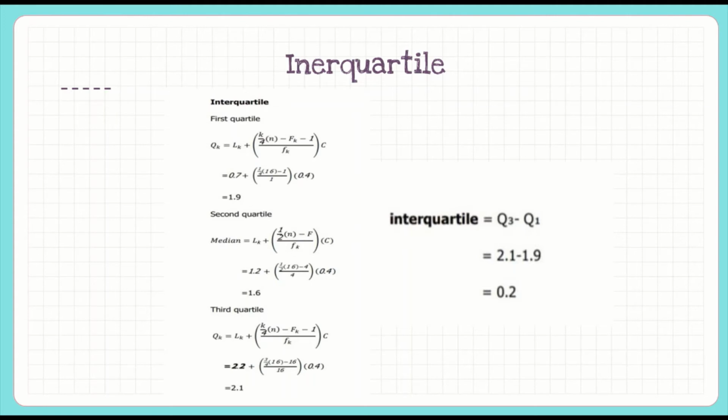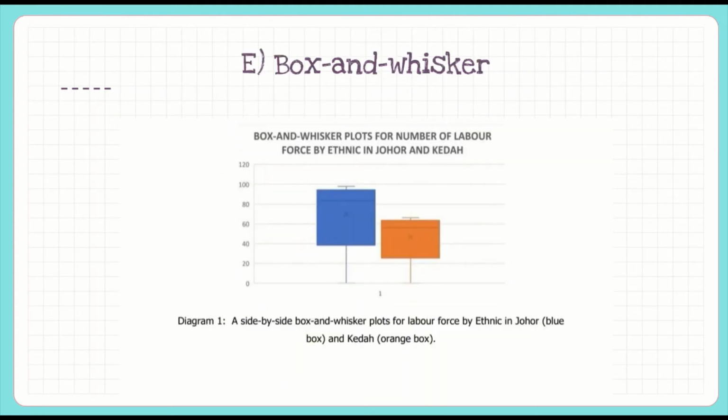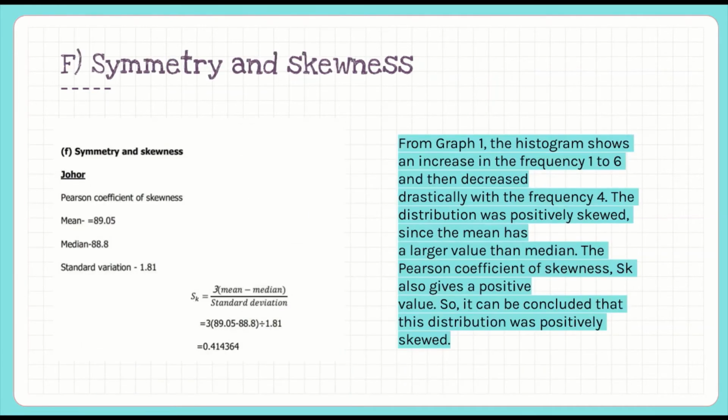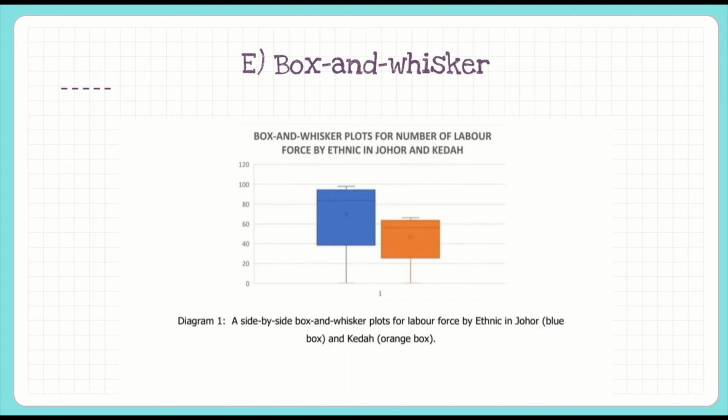Moving on to the next question, which is E, box and whisker plots for total labor force by ethnic group in Johor and Kedah. Since the question only asks for 2 groups, we opted for Johor and Kedah. To construct box and whisker plots, outliers should be determined first by using the 1.5 quartile rule, which is 1.5 times IQR. For this question, we also find the upper inner fence and the lower inner fence.